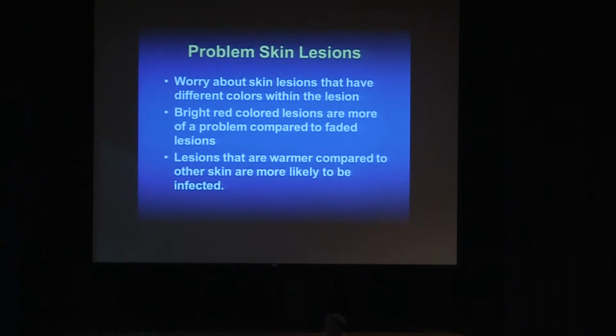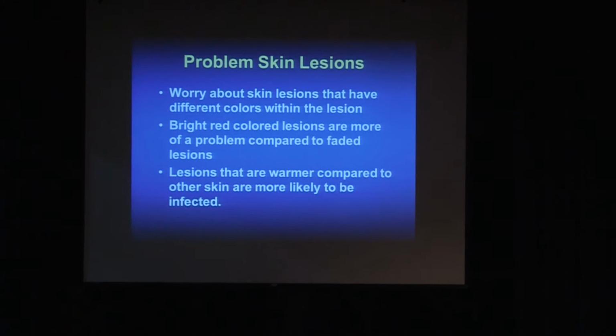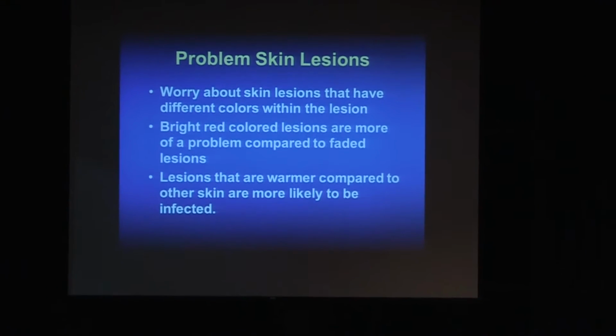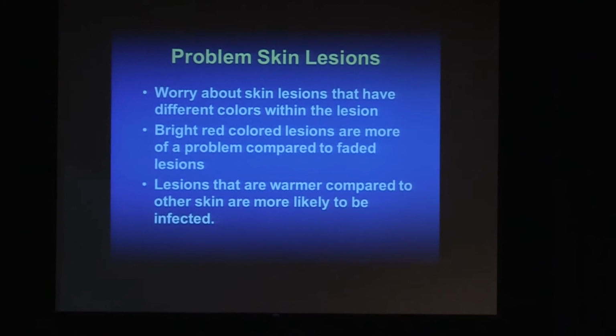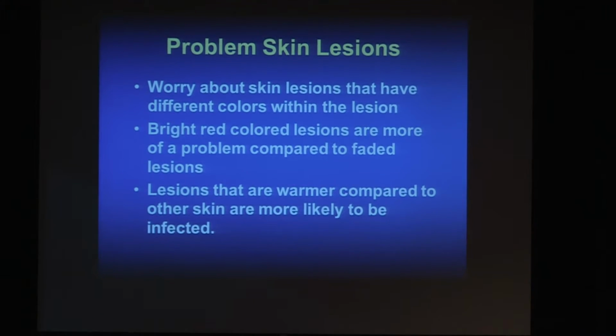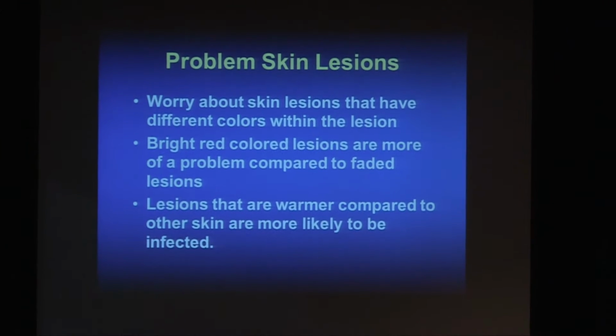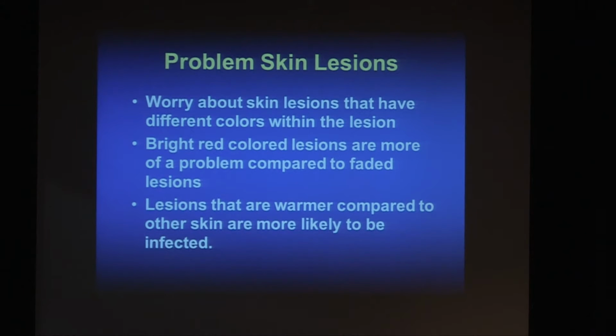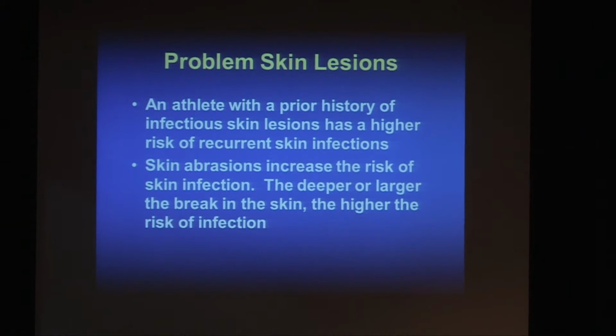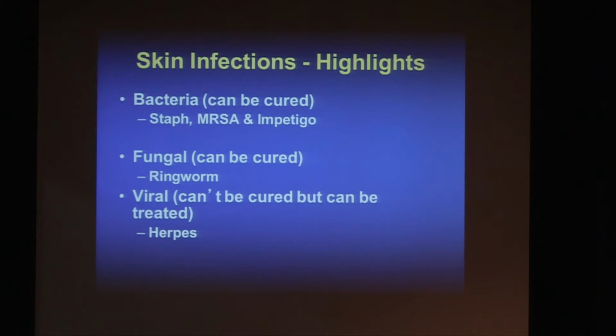You don't have to necessarily be an expert. Worry about lesions that have different colors within the lesion. Bright red colors, that's a telltale sign. Anything that's warm or looks warm, you're going to ask the athlete, hey, does that thing feel warm to you? Those aren't good signs. An athlete with a prior history of skin infections, which is something you guys might not know, but it's something you could ask. Abrasions increase the risk. The deeper or larger the break of the skin, the more likelihood something can get infected.